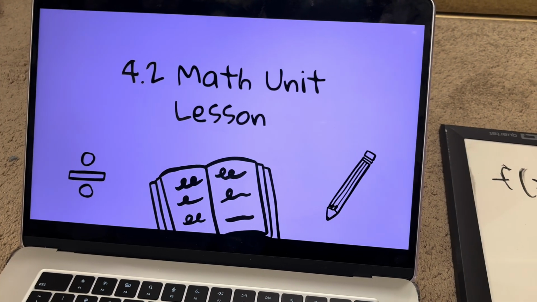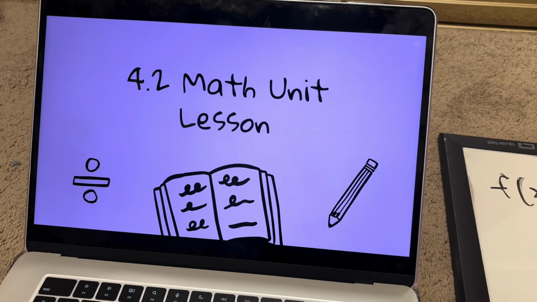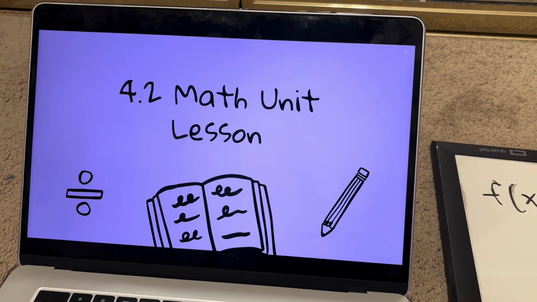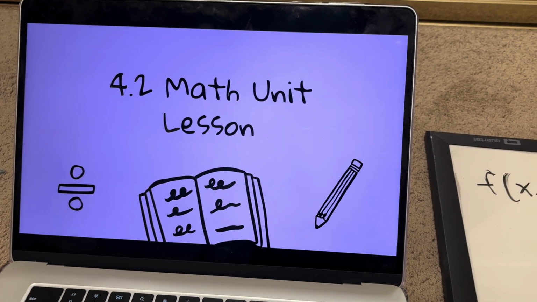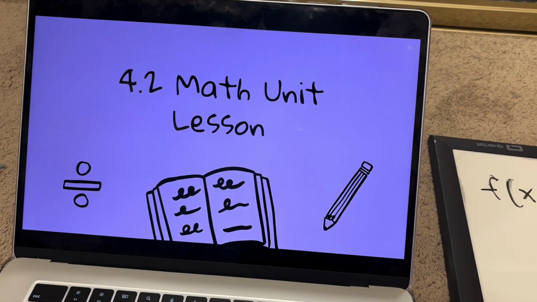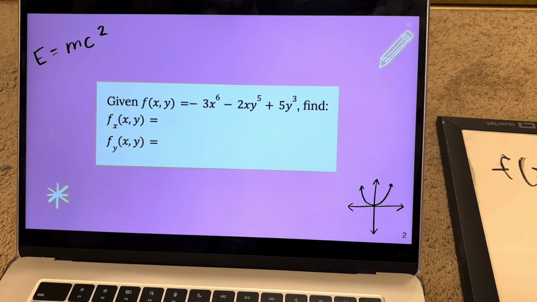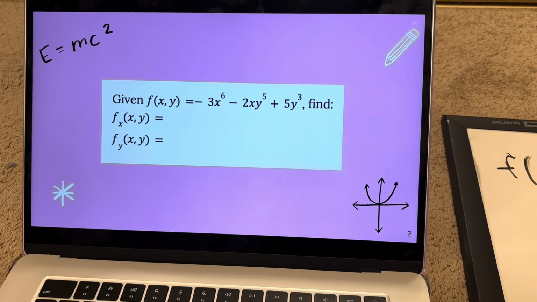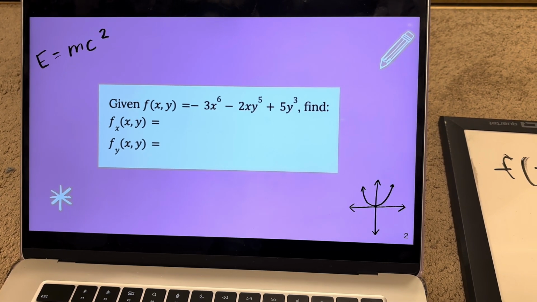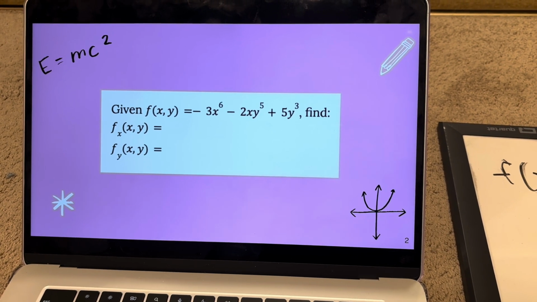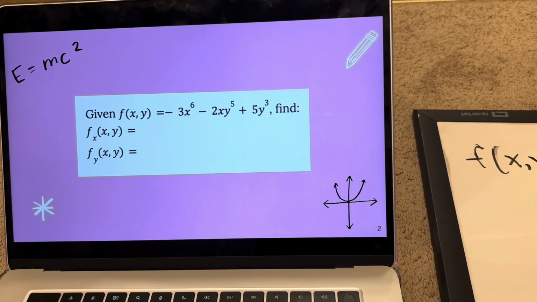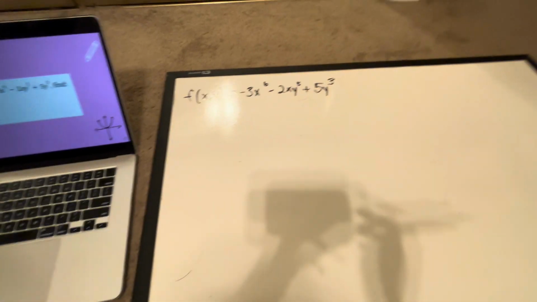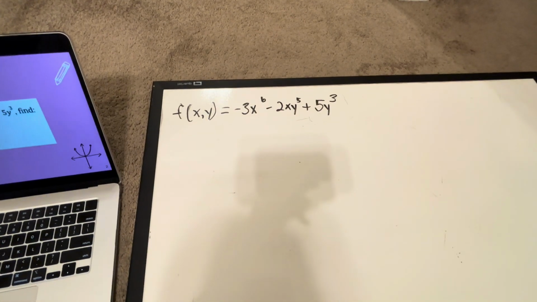Hello, today I'm going to be going over my 4.2 math unit lesson, 4.2 being the unit calculus of functions of two variables, and I'm going to be going over 4 different kinds of problems. The first problem I'm going to go over is f of x and y equals negative 3x to the 6th minus 2xy to the 5th plus 5y to the 3rd, and we have to find f of x and f of y. So I've already written it down on my whiteboard.